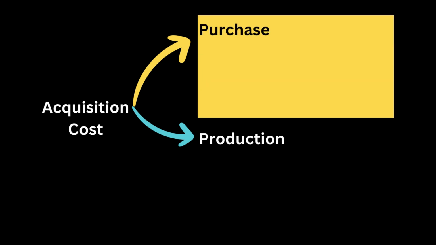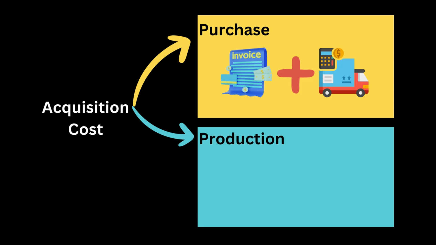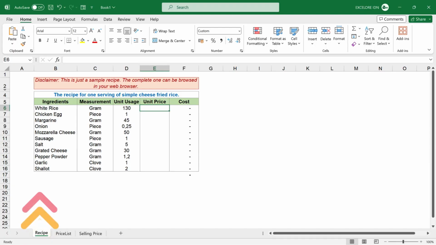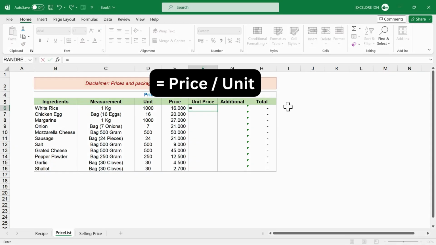For products acquired through purchase, determining the acquisition cost is straightforward by adding the invoice price to any associated delivery charges. Conversely, for products produced internally, like fried rice, specific data and calculations are necessary, such as the recipe for a portion of fried rice and a list of ingredient prices. Once the price list is complete, convert the unit price of each ingredient for calculation of recipe production cost.